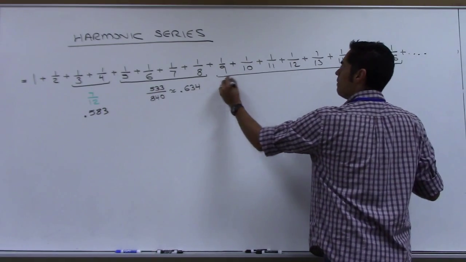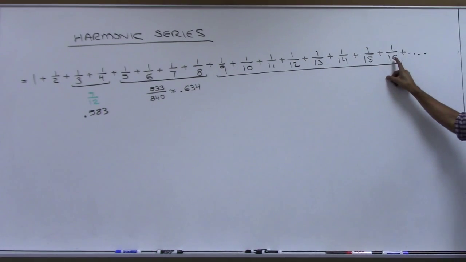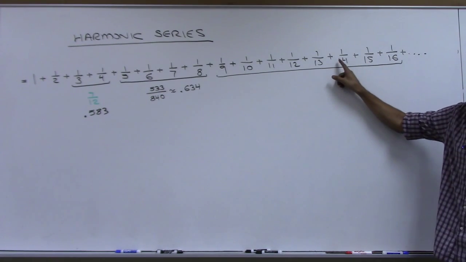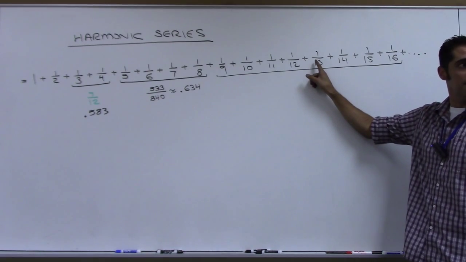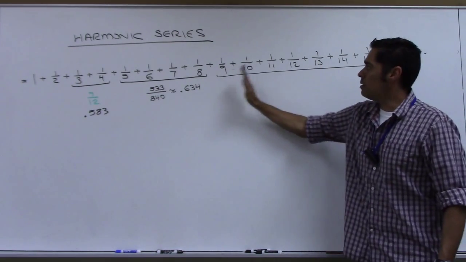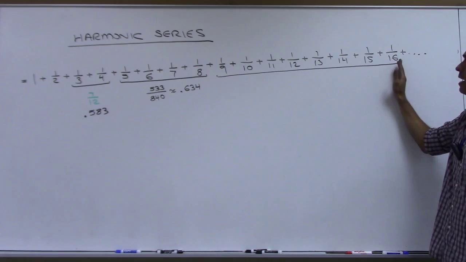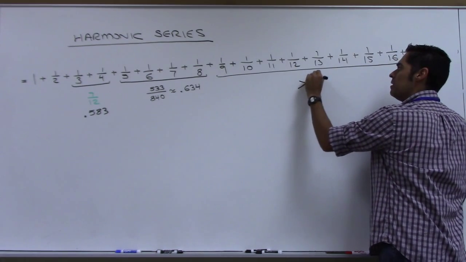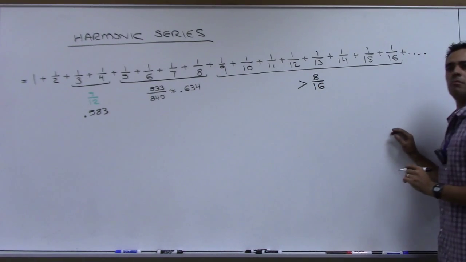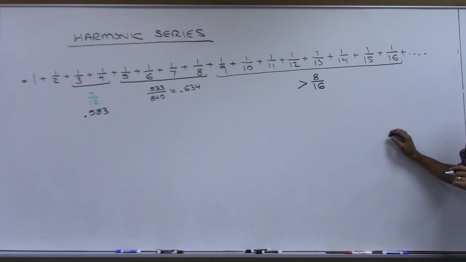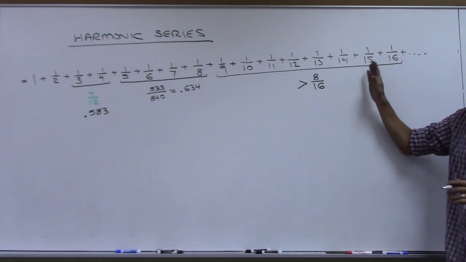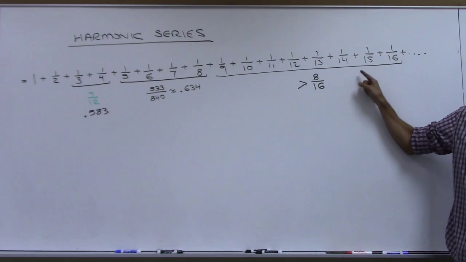Would you agree this is the smallest number in this list? This is the smallest number in this list, so everything here is bigger than 1/16. How many of these are there? 1, 2, 3, 4, 5, 6, 7, 8. So isn't this right here bigger than 8/16? If there were eight 1/16s, this would be 8/16, but this is bigger than that.